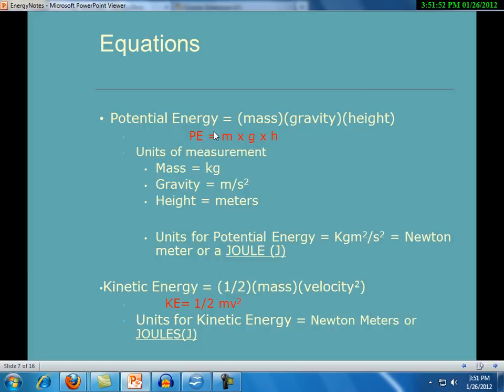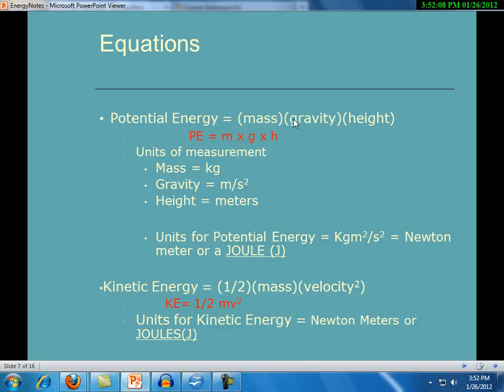When we define these terms, potential energy has to do with the mass, the height, and because gravity is involved, you multiply those three things together. If you know all of them, you can multiply them together, and the unit you get is joules. So potential energy is m times g times h.